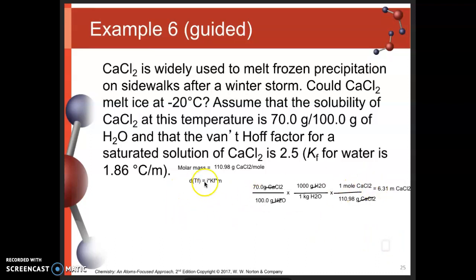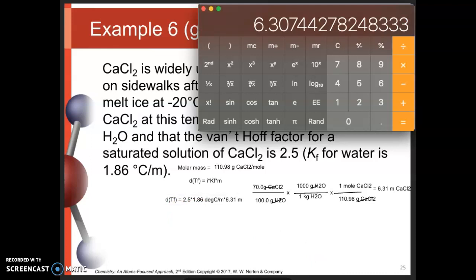And so now we put all of these into our equation. The change in freezing point is equal to I, 2.5, times the freezing point depression constant, 1.86 degrees Celsius per molal, times the molality, 6.31 molal. If I do that calculation, 2.5 times 1.86 times 6.31, I get a freezing point depression of 29 degrees.